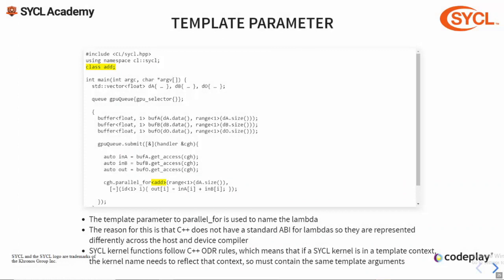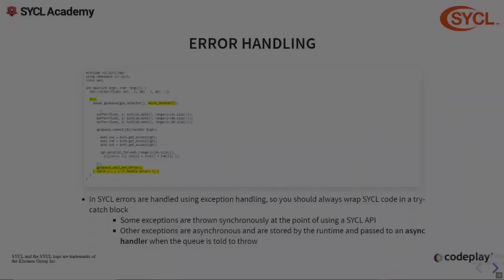You'll probably notice though that the parallel_for function also takes a template parameter. This is used to name the lambda. Since C++ does not have a standard API for lambdas, this is required to allow the host and device compilers to communicate. SYCL kernel names also follow C++ ODR rules, so if your kernel is defined in a template context, the name too must be templated.